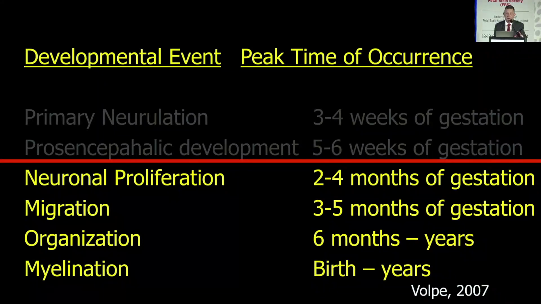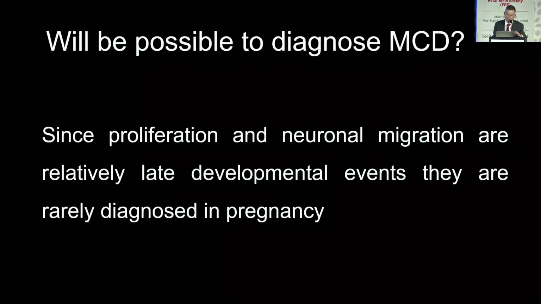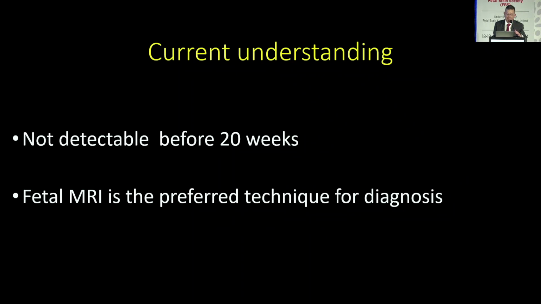Neural proliferation occurs between 2 and 4 months of gestation. Migration occurs between 3 and 5 months of gestation. This is from Volpe. So from the theoretical point of view, it starts developing at this time, but not always what is happening in the brain can you see when you perform the examination. So in most of the papers, people say that these kinds of malformations are not detectable before 20 weeks, and everyone knows that fetal MRI is the preferred technique for diagnosis.